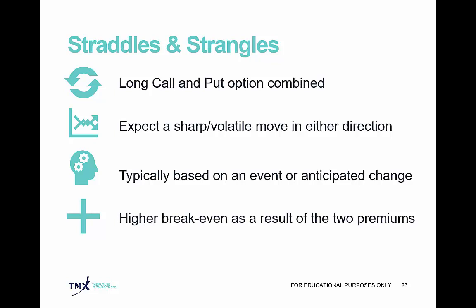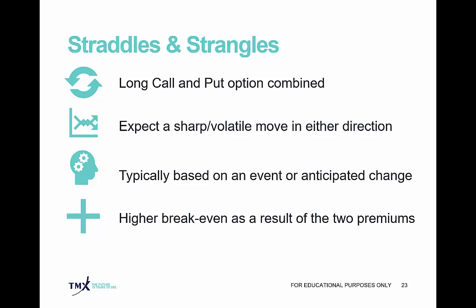In both cases, we expect a sharp, volatile move in either direction. So this is where we don't know. We're not sure whether it's to the upside or the downside. However, we know that it's going to move one direction or another, which lends itself very effectively to an earnings report, as I reflected on in the example using Canada Goose, where some earnings reports you had a big move to the upside, others you had a big move to the downside. So the straddle and strangle allow you to take advantage of this.